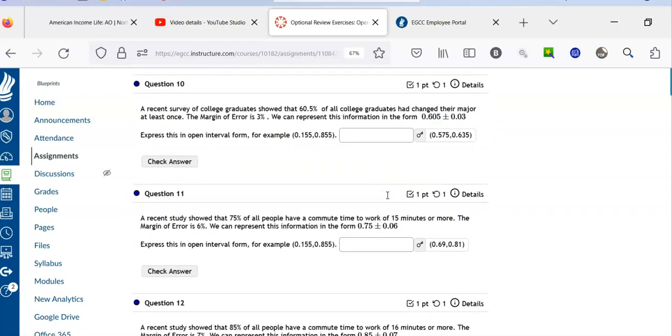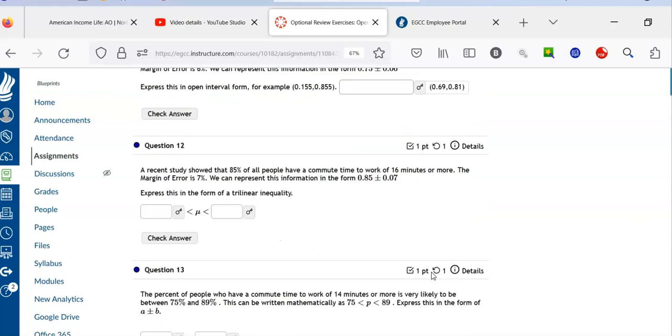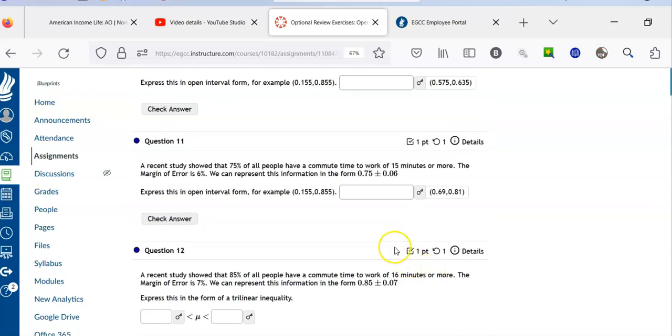The number we're adding and subtracting, in this case the margin of error, is 0.081. So I'm taking the midpoint, 0.254. I'm adding the margin of error, 0.081 to get 0.335. I'm subtracting the margin of error, 0.081 to get 0.173. So in this problem, the margin of error is 0.081.